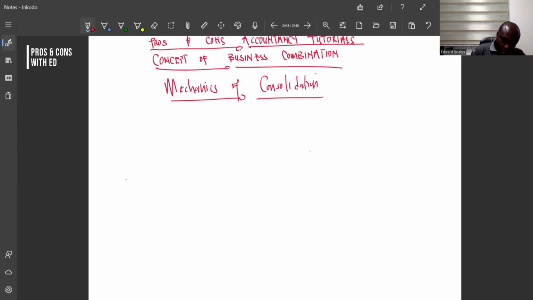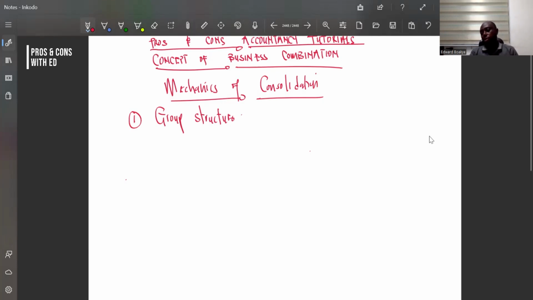One, we have the group structure. What is the group structure? The group structure shows what percentage has been purchased, or the investment level, from the parent, and what the NCI holds.